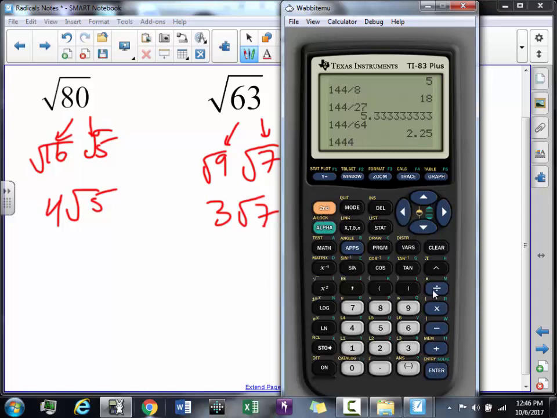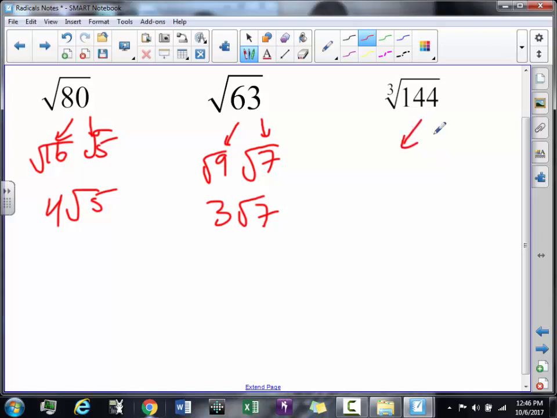What's the biggest perfect cube that seems to evenly divide? I think it was the 8, right? So when I write this out now, I'm very purposefully going to break it up into 8 and... what was it? 8 and... Thank you. Okay.